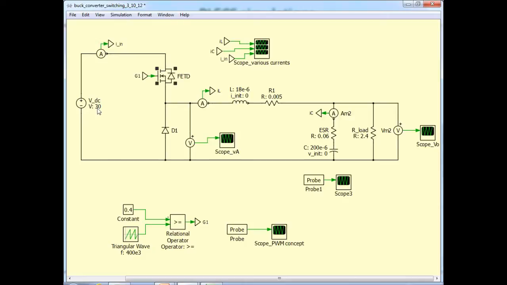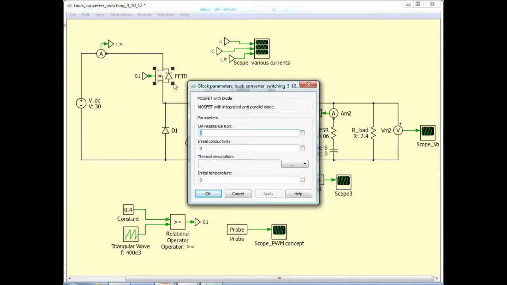So let's go through the various components one by one. Here is the input voltage source. Presently it is set at V equals 30 volts. We can certainly change the value anywhere between 30 volts and 20 volts to study the operation under different input voltage conditions. This is an ammeter that I put to measure the input current, and this is the MOSFET.